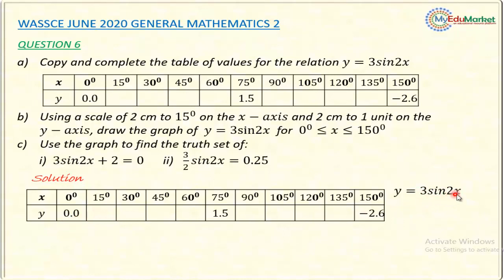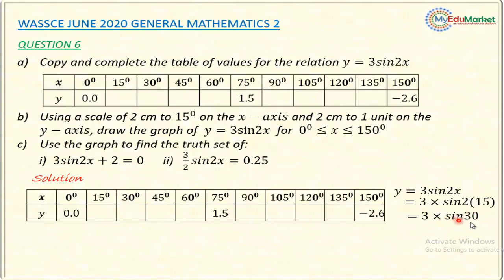So substituting x by 15, I'm now going to have 3 times sine 2 into 15. 2x means 2 times 15. So I have replaced the x by 15. I'm going to multiply 15 by 2, then later find the sine value of it. So 2 times 15 gives 30 degrees. So I'm going to have 3 multiplied by the value of sine 30 degrees.